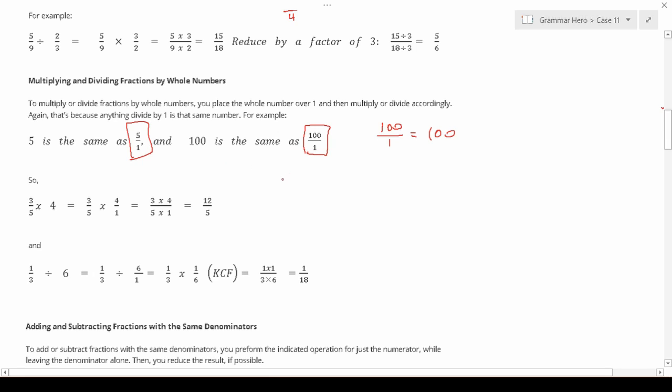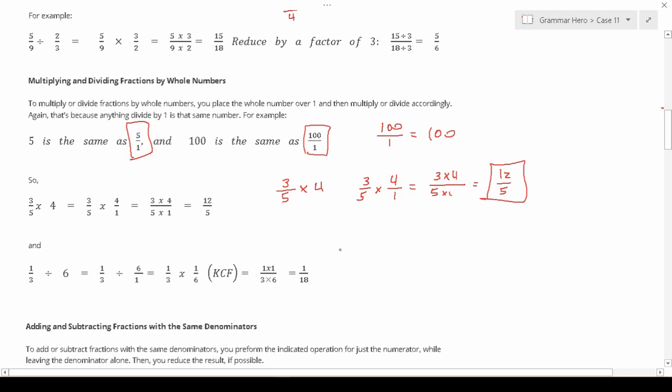So let's take a look at an example. 3 over 5 times 4. Again, at first glance, this may be difficult because we're saying, well, that's a whole number. What can we do? So let's just use this concept I introduced to make this an easier problem. 3 over 5 times, instead of 4, let's make it 4 over 1. Now it's a multiplication problem. Again, numerators, we're going to multiply together, and denominators, we're going to multiply together. This becomes 3 times 4 over 5 times 1. This becomes 12 over 5. Okay, and there's nothing by which we can reduce this fraction, so it's in reduced form.